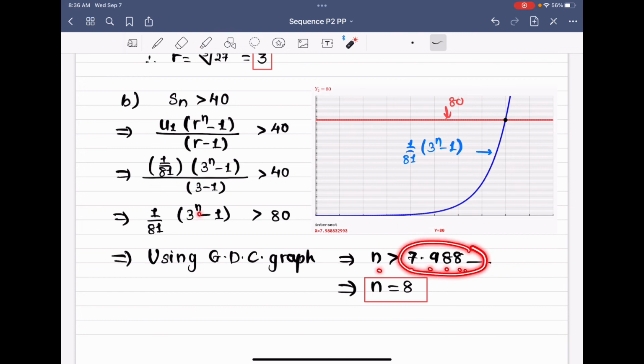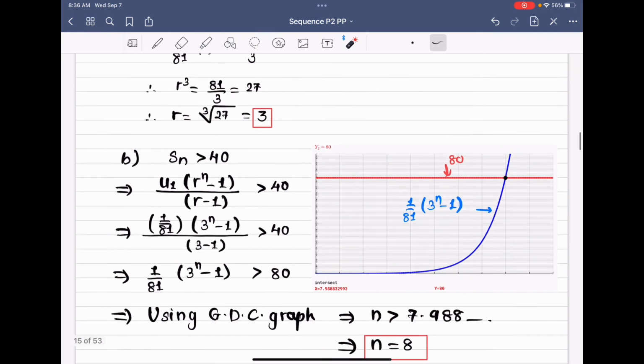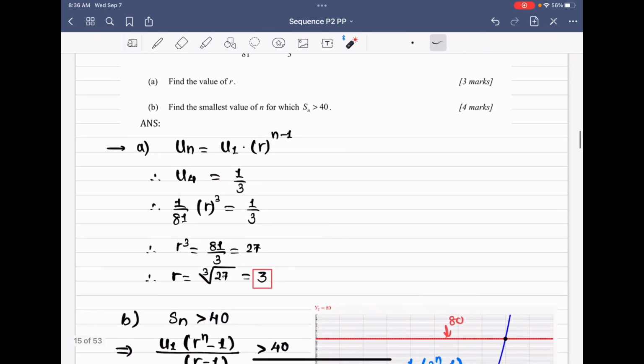Please do not write this, because n is basically considered as a term number. Term number cannot be negative, cannot be 0, cannot be decimal. It is greater than 7.988. So the next number after 7.988 is basically 8. So it takes the sum of 8 terms, which is greater than 40.